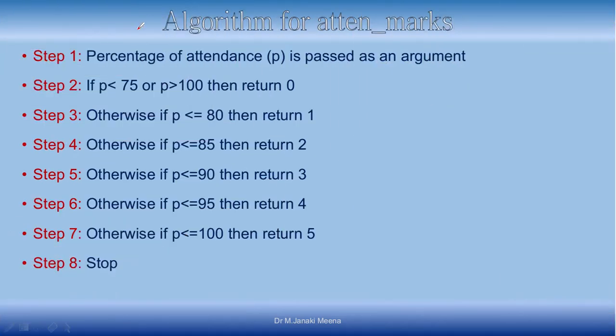When you look at the attendance marks function, in step 1 we are just looking at what the parameters are that are passed. One parameter is passed for the function, that is the percentage of attendance. So this is a general function. Actually, as per the logic, we will not call this function if attendance percentage is less than 75. But this is for a general foolproofing mechanism.